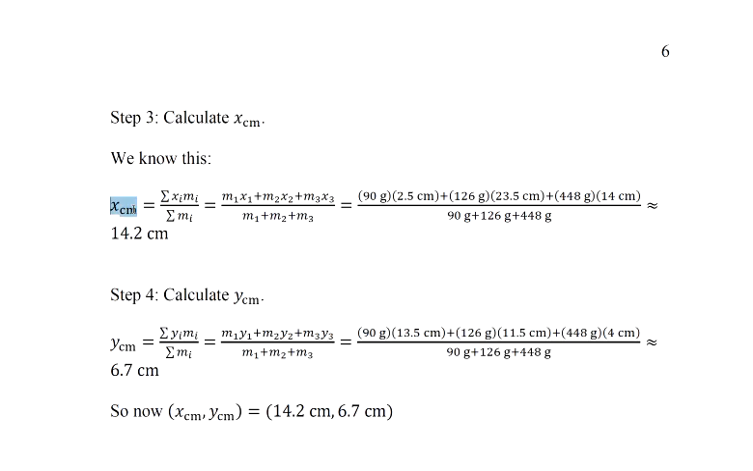So for the x center of mass, we get 14.2 centimeters. For the y center of mass, you could see this big numerator and denominator here. It's the same as the x center of mass, except we're going to replace the x center of mass with the y center of mass. Here's the x center of mass, 23.5. This is the y center of mass, 11.5. Here's the x center of mass, 14. Here's the y center of mass, 4. So we get the solution 14.2, 6.7.